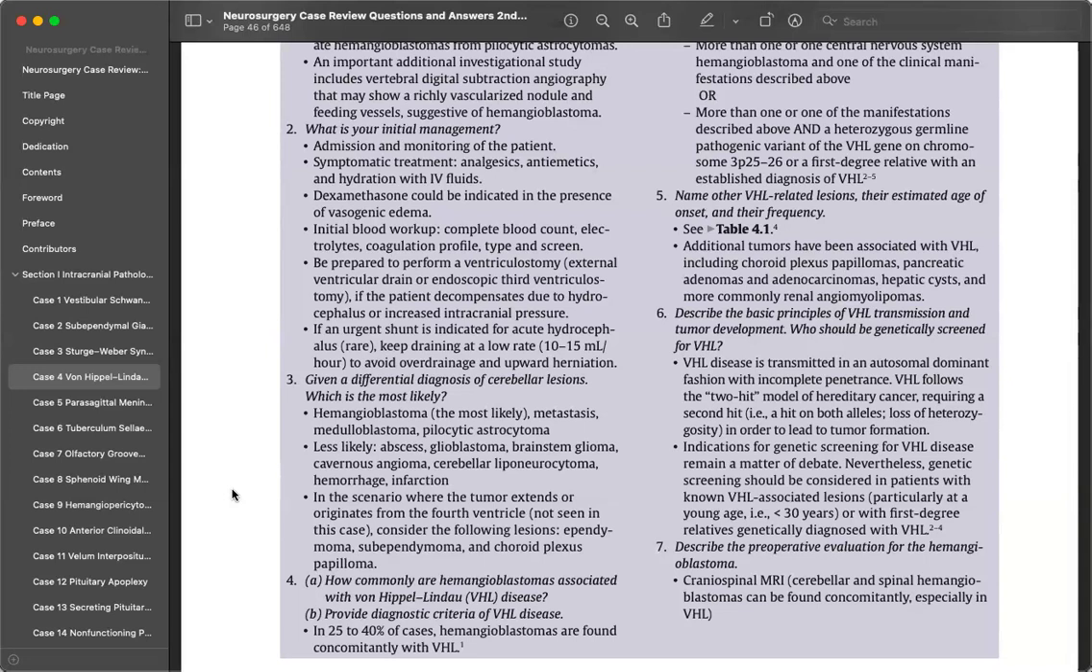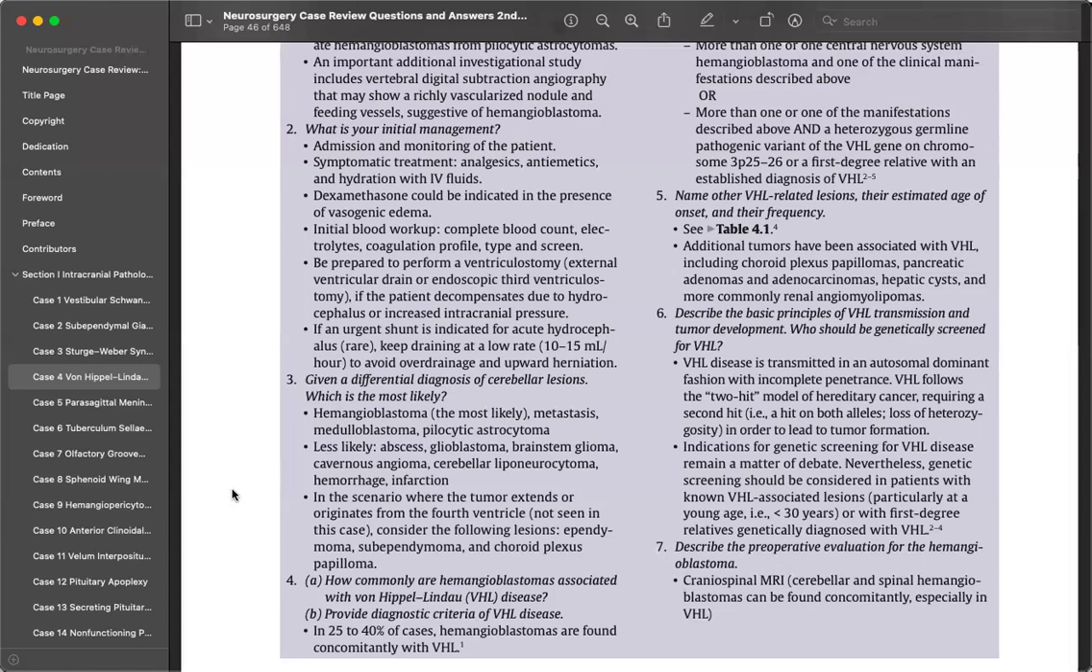Describe the basic principle of VHL transmission and tumor development, and who should be genetically screened. So it said that VHL is transmitted in an autosomal dominant fashion with incomplete penetrance. It follows the two-hit model of hereditary cancers, requiring a hit on both alleles and loss of heterozygosity in order to cause tumor formation. Indications for genetic screening are a matter of debate, nevertheless, genetic screening should be considered in patients with non-VHL-associated lesions, particularly at a young age, less than 30 years, or when an individual has a first-degree relative with a genetic diagnosis of VHL.